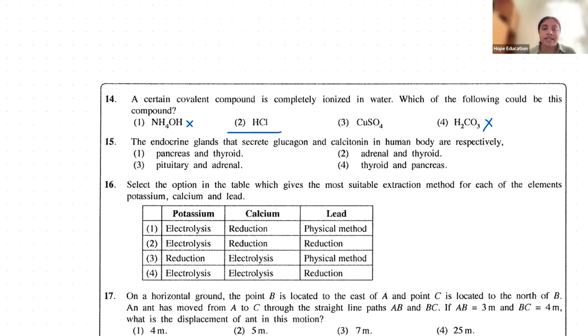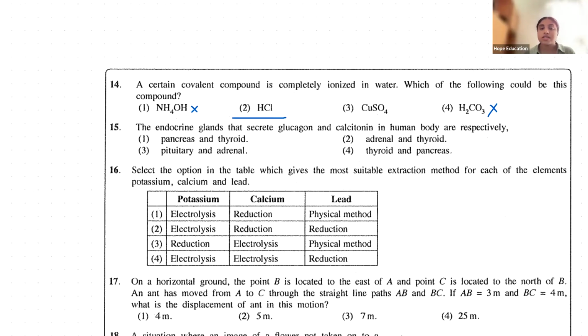The endocrine glands that secrete glucagon and calcitonin in the human body are, respectively... What secretes glucagon? What is the answer? Yes, the answer is the first one. Let's see how.